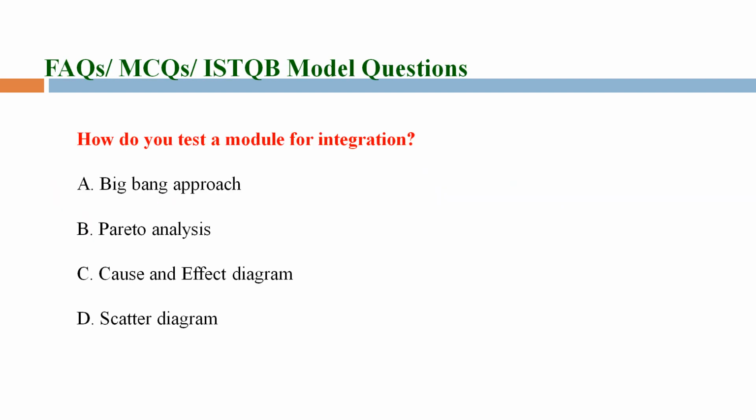Now, how do you test a module for integration? One is Big Bang approach, period analysis, cause and effect diagram, scatter diagram. As we discussed in the previous session, in integration testing there are 4 approaches: top-down approach, bottom-up approach, Big Bang, and hybrid approach. Here, Big Bang approach is the correct option because it is one of the approaches for integration testing.